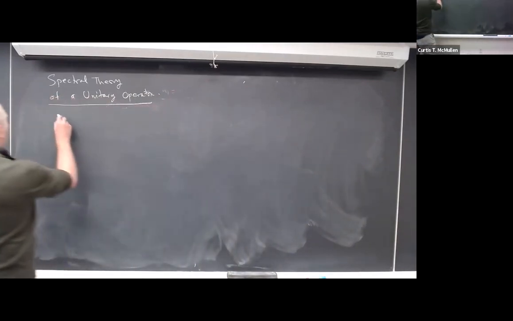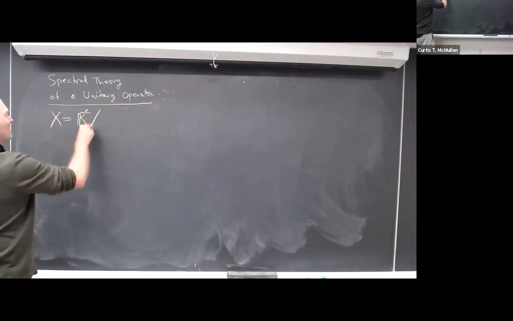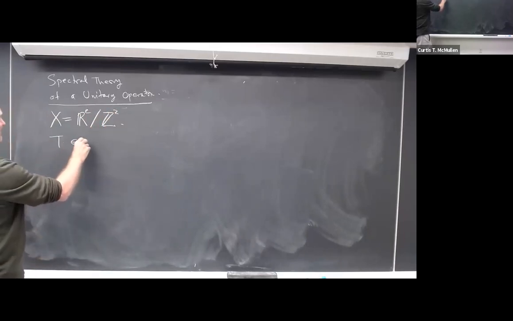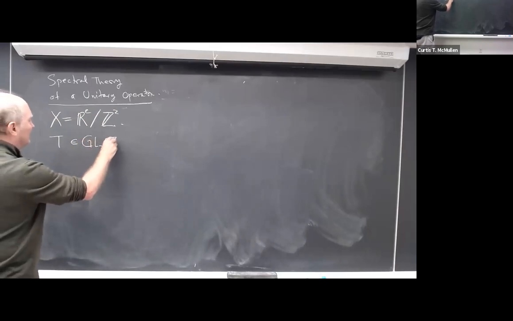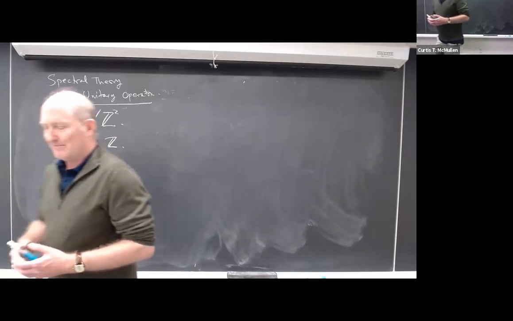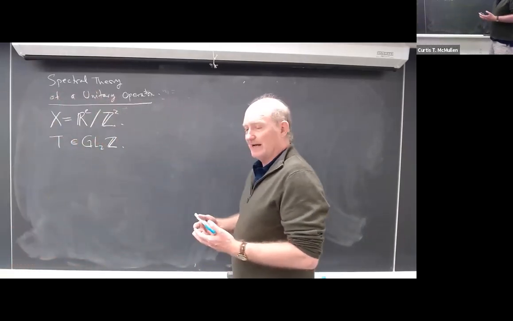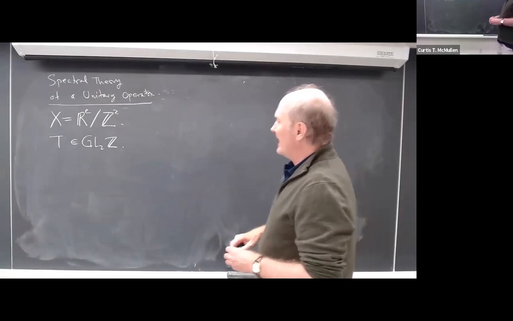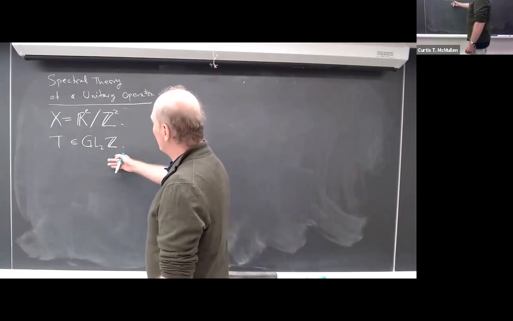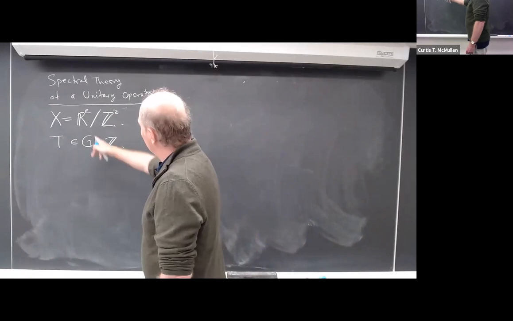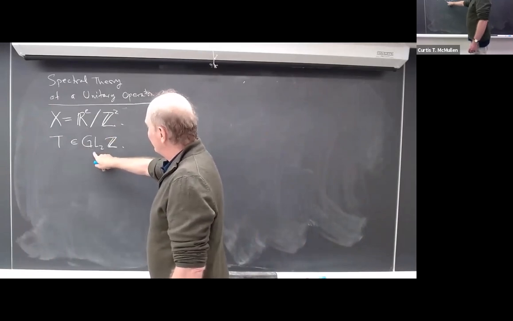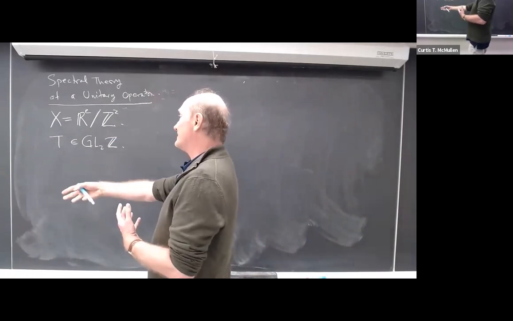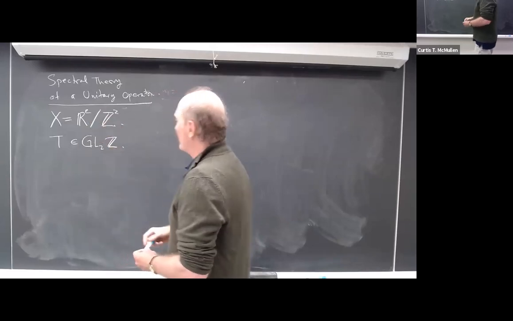Okay, so our space is going to be R2 modulo Z2. And our transformation is going to be given by an element of GL2Z. That is a matrix with entries in the integers and determinant plus or minus 1. So its inverse is also an integral matrix. And how does this determine a map on the torus? Well, this gives a map from R2 to R2, a surjective invertible map, a bijection because its determinant is plus or minus 1, and it sends the integers bijectively to the integers. So it descends to a map on the quotient space.